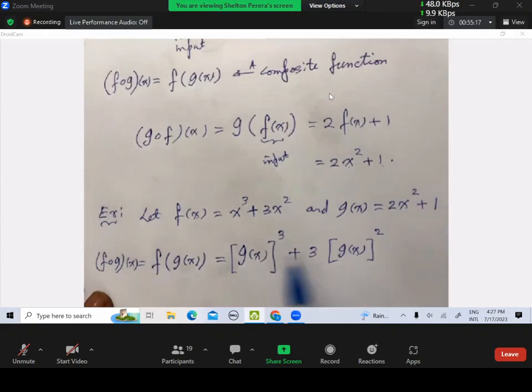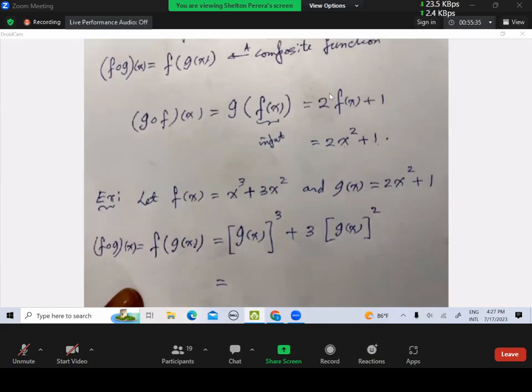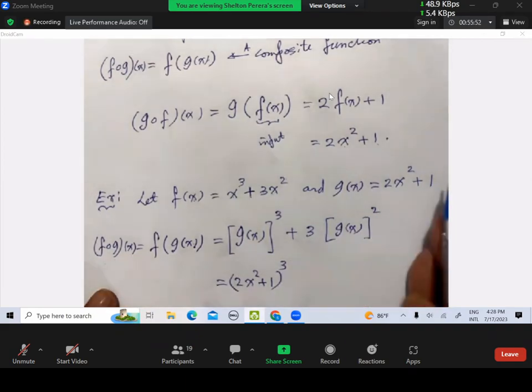Now that is f of g of x. I'm just following this with input instead of x, now g of x. So wherever you find x, replace it by g of x on the other side. This is equal to, now, what is g of x? G of x is 2x plus 1. So I'm taking functions which are easily defined. Plus 3 times g of x squared, which is 2x plus 1 squared.